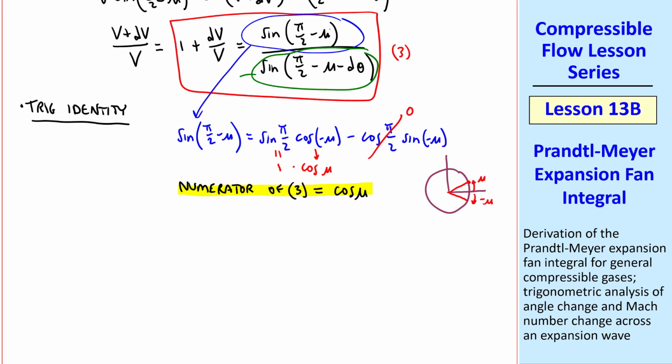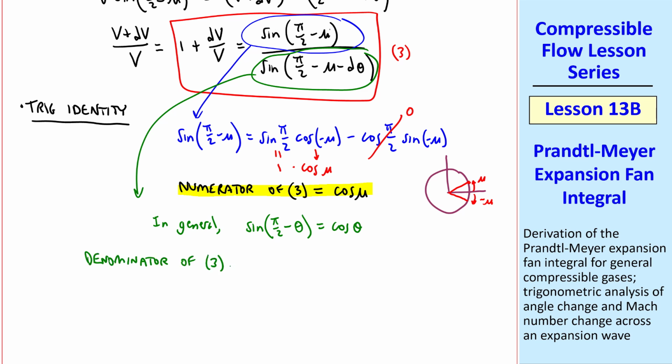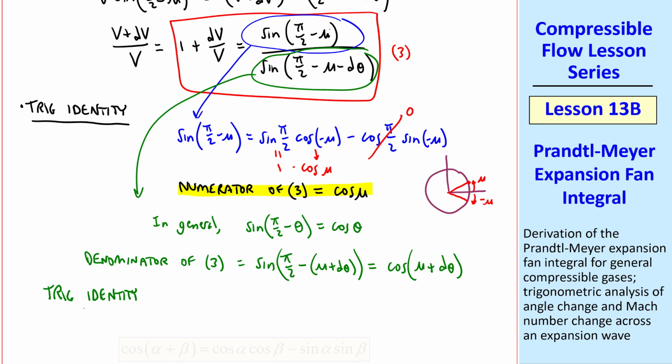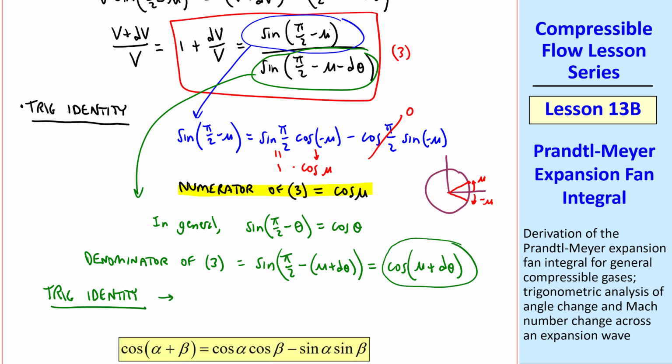Now consider the denominator. First, let's generalize. Since we just showed that sine pi over 2 minus mu is cosine mu, we can say that in general, sine pi over 2 minus any angle theta is equal to cosine of that angle theta. Thus the denominator of equation 3 is sine of pi over 2 minus mu plus d theta, which if we let this be theta, we get cosine mu plus d theta. Now let's use the other trig identity for this term, giving us cosine mu cosine d theta minus sine mu sine d theta.